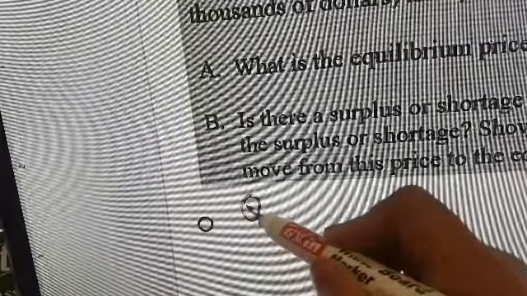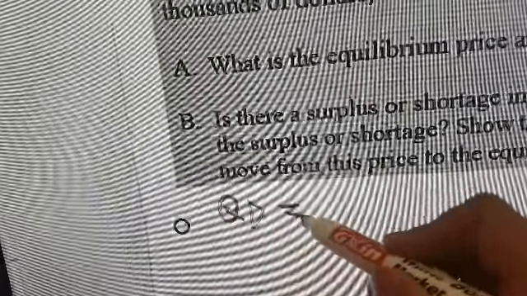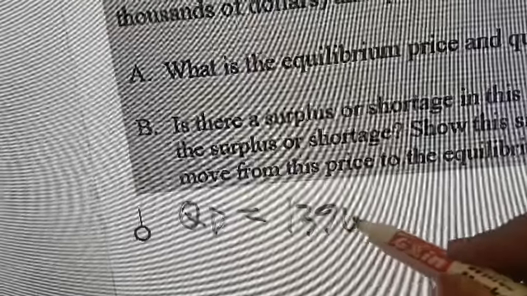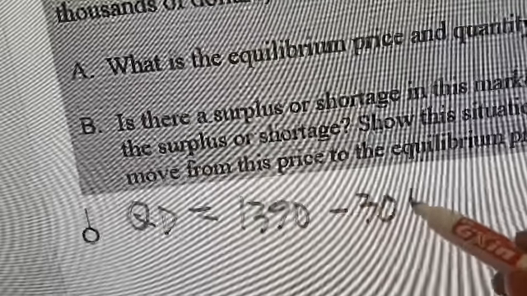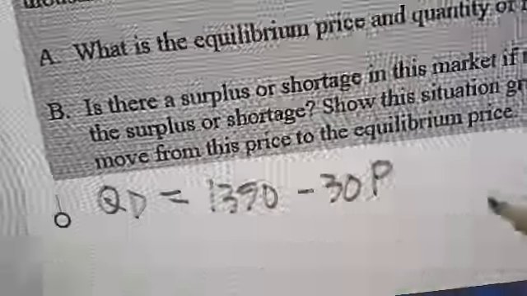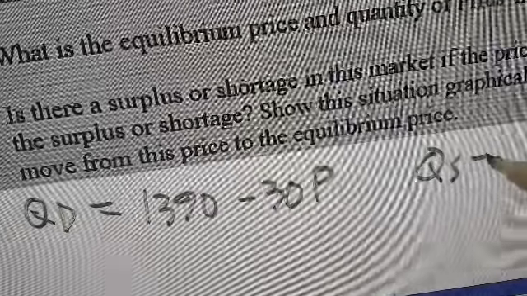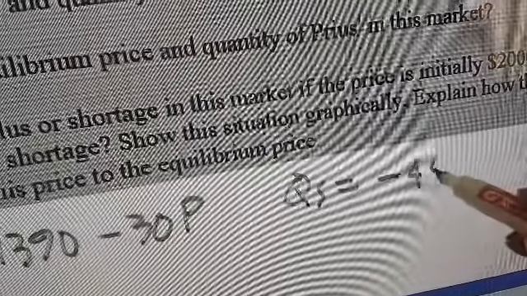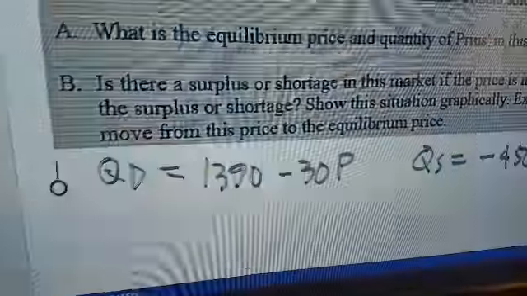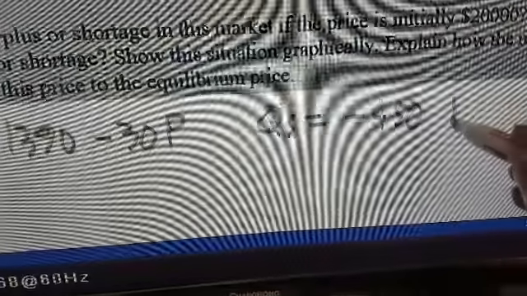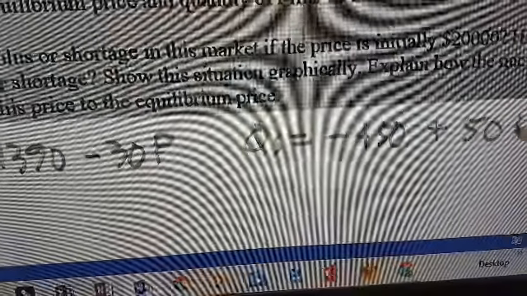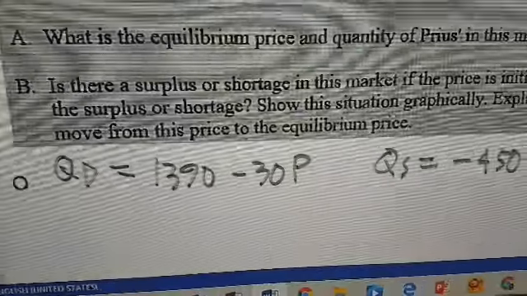So we have QD is equal to 1390 minus 30P, and QS is equal to negative 450. Oh, sorry for that. 450 plus 50P. All right.